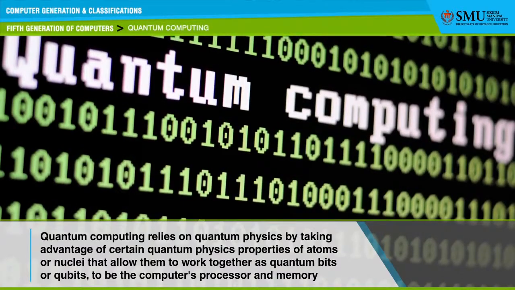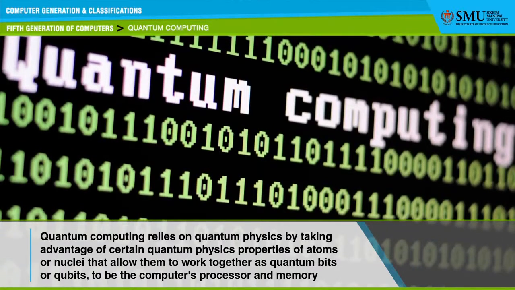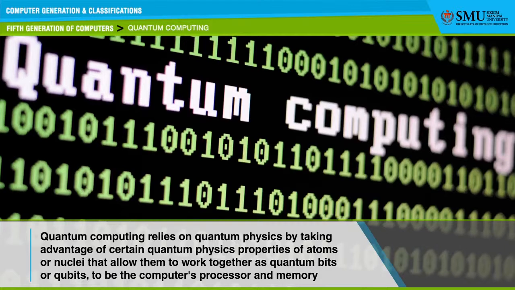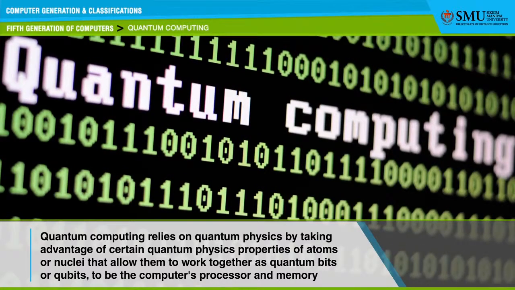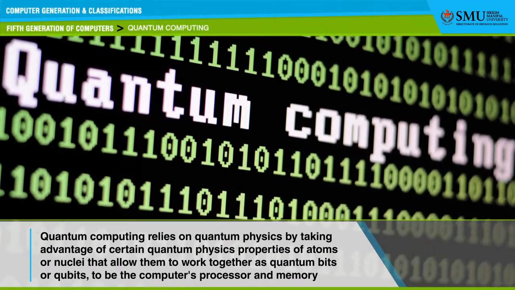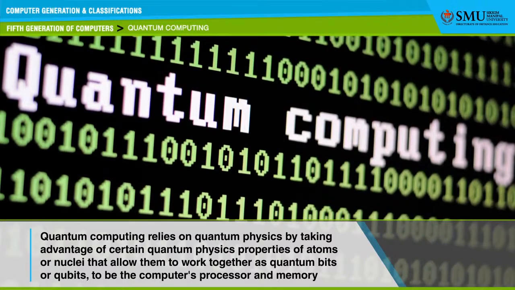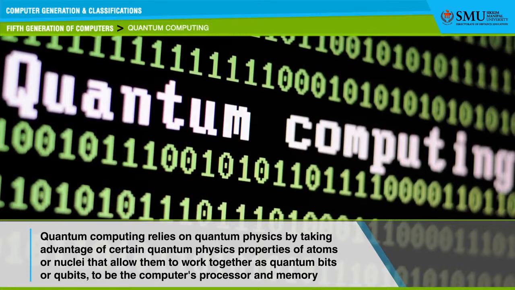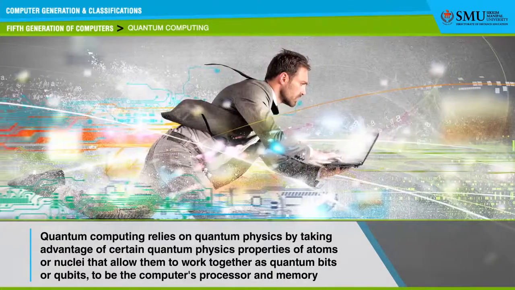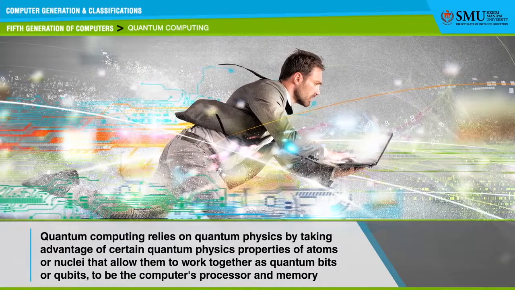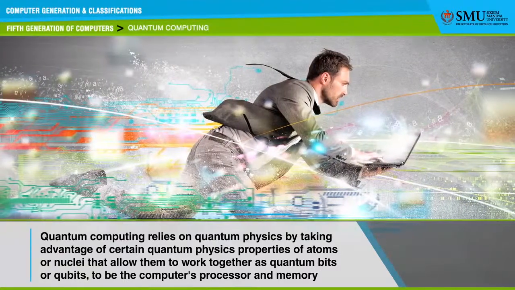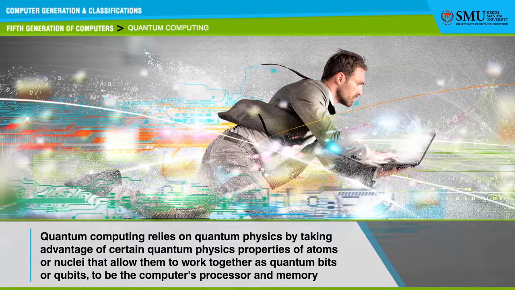Quantum computing was first proposed in the 1970s. It relies on quantum physics by taking advantage of certain quantum physics properties of atoms or nuclei that allow them to work together as quantum bits or qubits to be the computer's processor and memory. Qubits can perform certain calculations exponentially faster than conventional computers. Qubits do not rely on the traditional binary nature of computing.